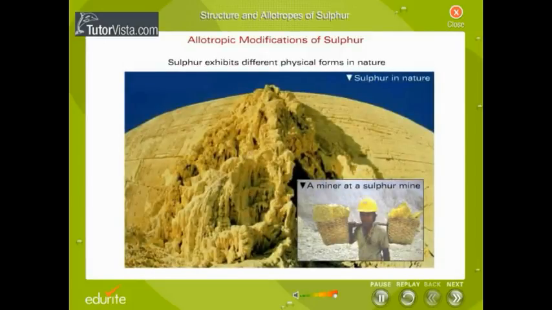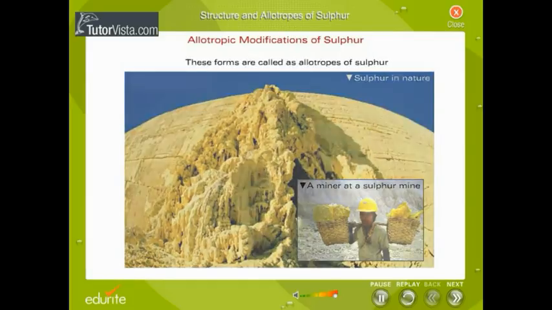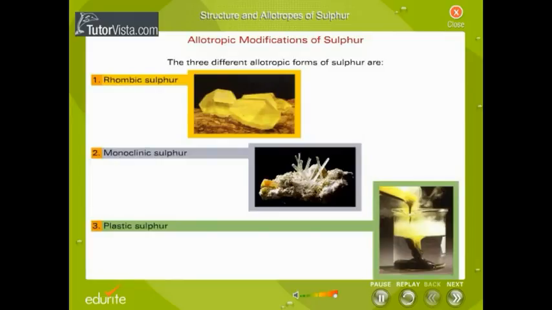Allotropic modifications of sulfur. Sulfur exhibits different physical forms in nature. These forms are called allotropes of sulfur. The 3 different allotropic forms of sulfur are rhombic sulfur, monoclinic sulfur, and plastic sulfur.